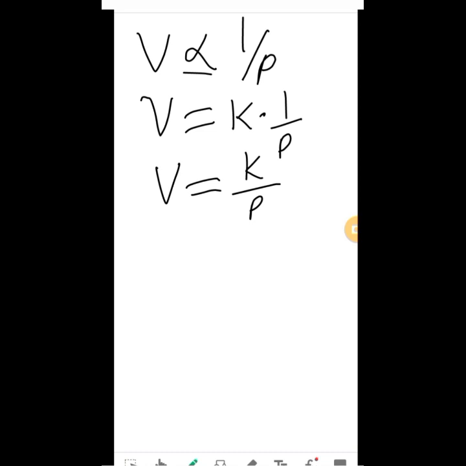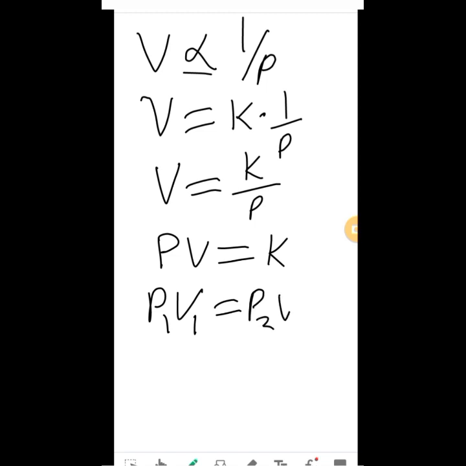Then you can cross multiply. Then that will give you PV equal to K. So you can introduce your initial and final parameters, and that will give you P1 V1 equal to P2 V2. And this expression is our Boyle's law in mathematical terms.